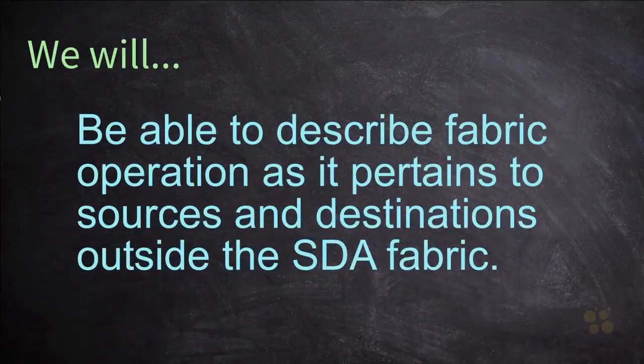By the end of this lesson, we will be able to describe fabric operation as it pertains to sources and destinations outside the SDA fabric. In traditional networks, a significant portion of our traffic is destined to or sourced from networks that exist outside of our internal network. Well, in an SDA fabric situation, that means that we're actually leaving the confines of our network or going to external, maybe unknown sources or destinations.